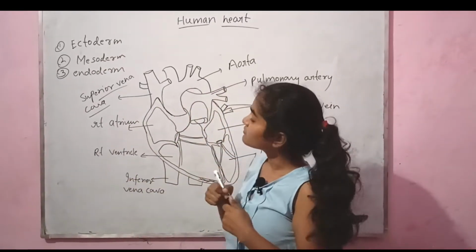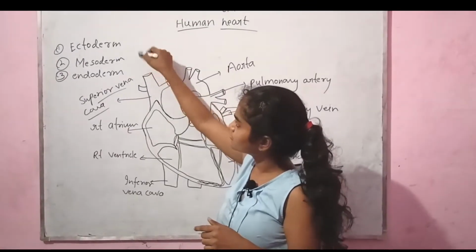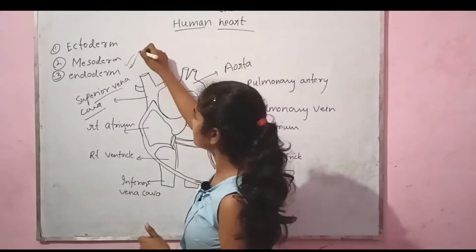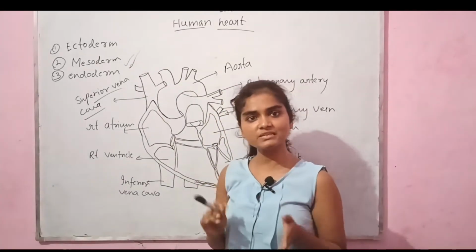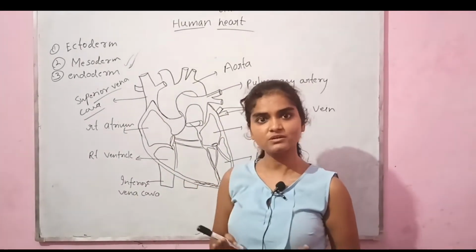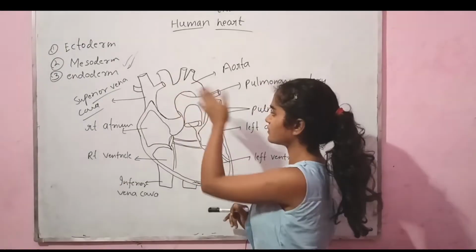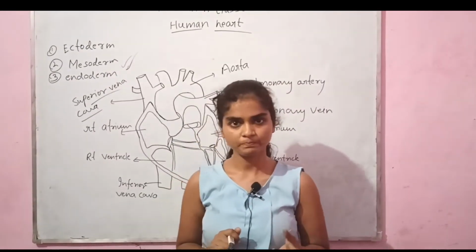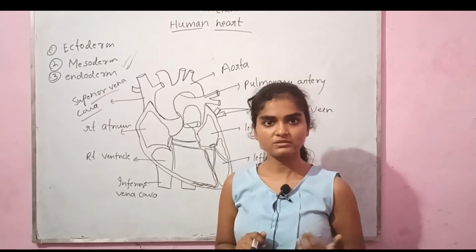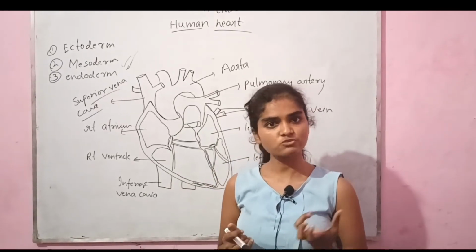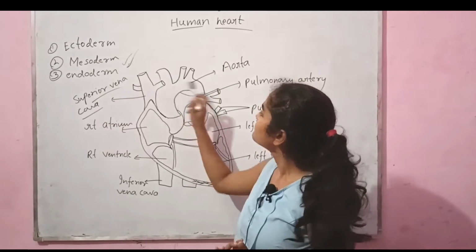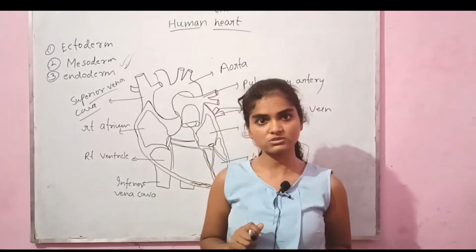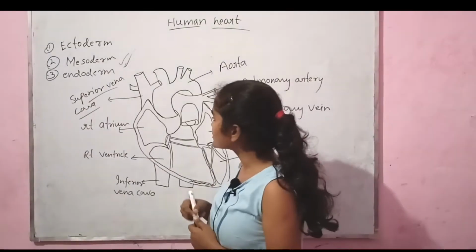Then, which germ layer forms the structure of the heart? That is mesoderm. Mesoderm is the germinal layer which forms the structure of the heart. Firstly, we will talk about what the heart is. The heart is a muscular organ which pumps blood throughout the body. There are 4 chambers.